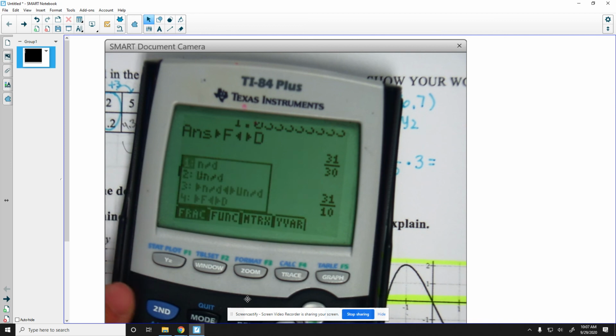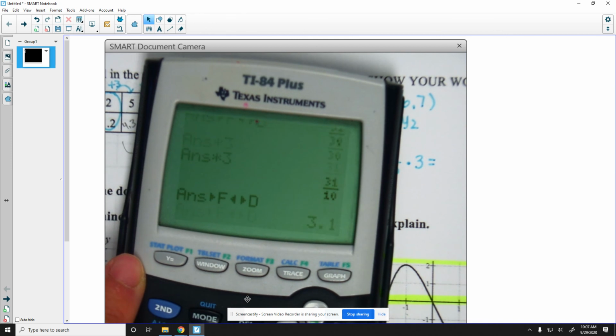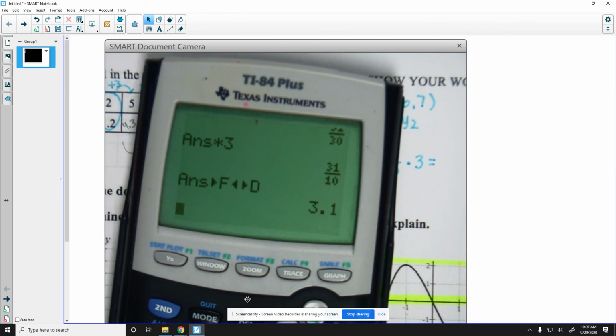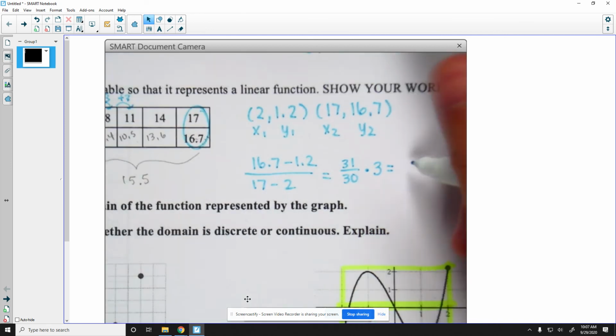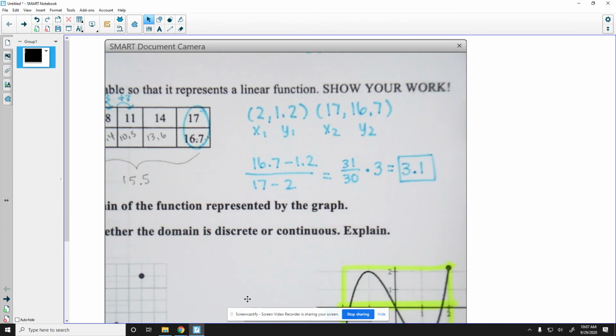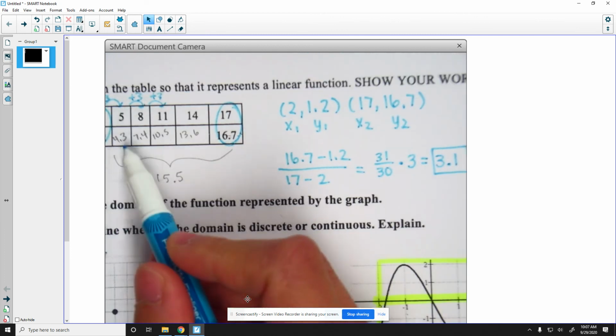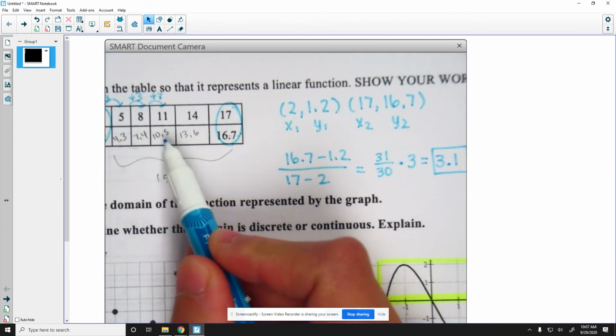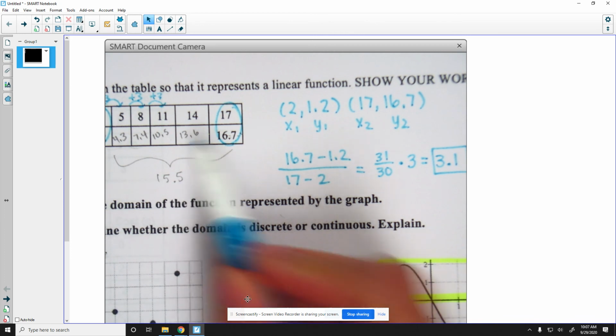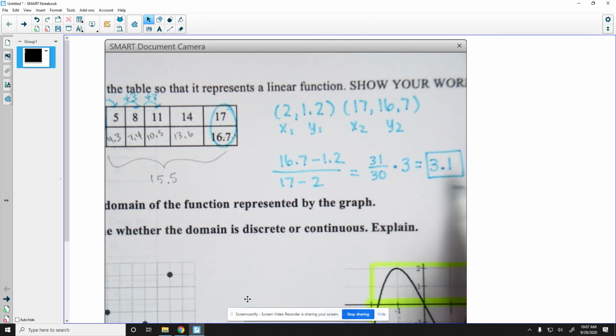So alpha y equals, fraction to decimal, the 3.1 that he just so happened to get as well. Okay, so you know then that you're adding 3.1, adding 3.1, adding 3.1, adding 3.1. That's the actual algebra way.